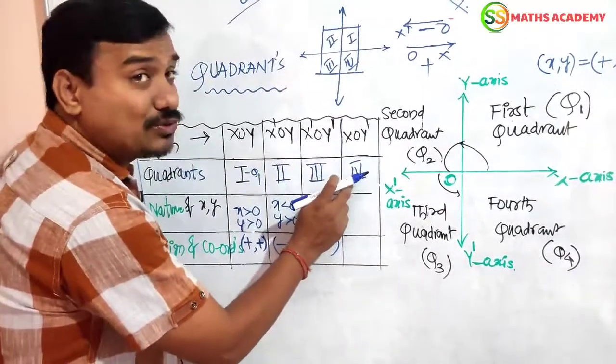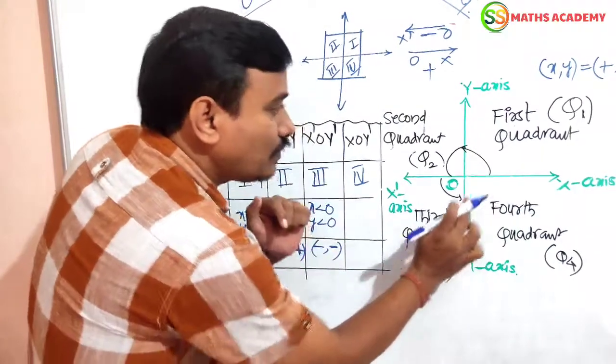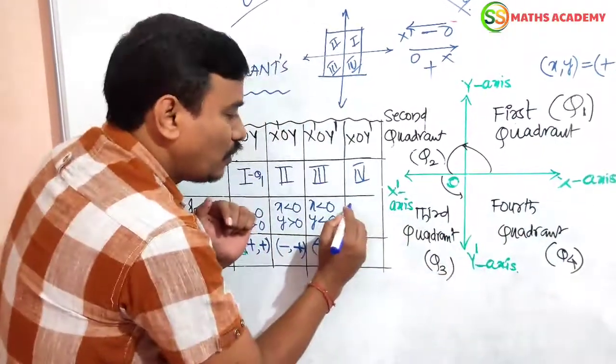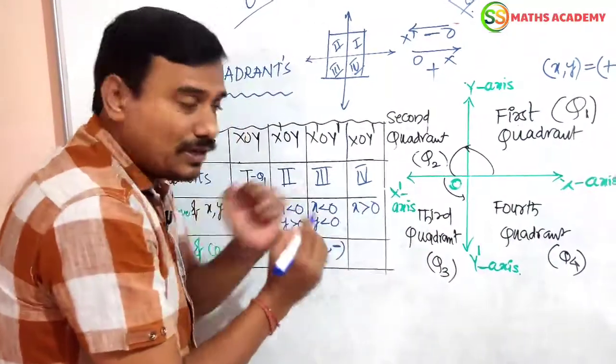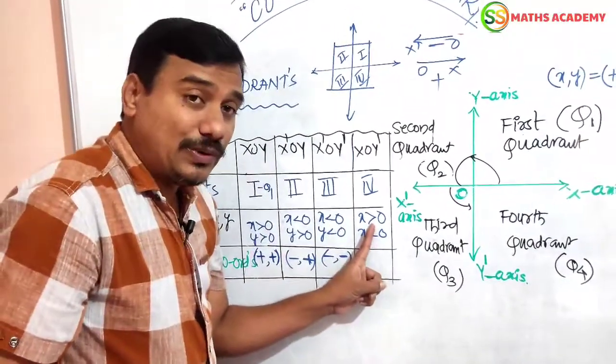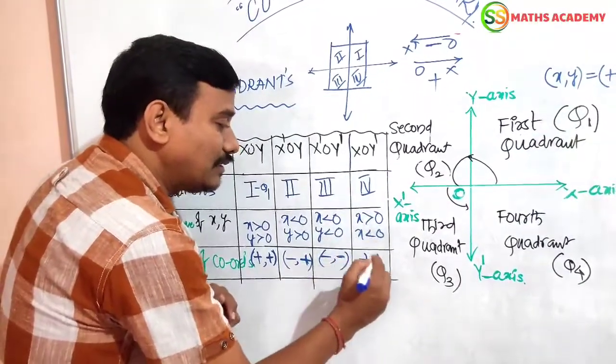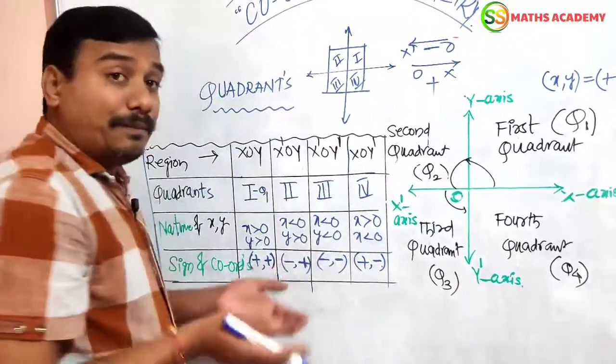Next, the last one, fourth quadrant. This is the region XOY'. OX means positive, OY' means negative. Positive is nothing but greater than 0, negative is nothing but less than 0. The signs are plus comma minus.